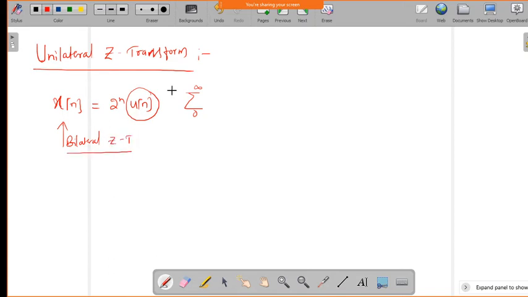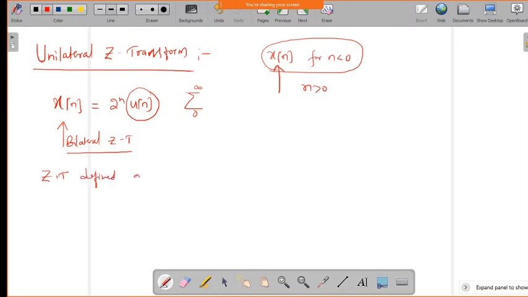In the unilateral Z transform, even if we have x of n values for n less than 0, we should not take them. Only for n greater than or equal to 0 should we consider the signal which is given. So the Z transform is defined only for n greater than or equal to 0, and then we call it the unilateral Z transform.